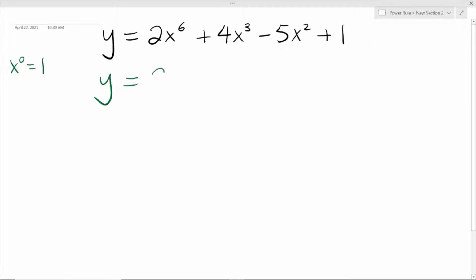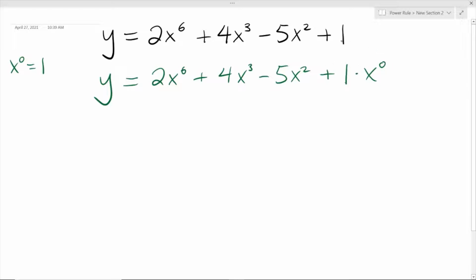So if we rewrite everything here, we basically have this 1 times x to the exponent of 0, because x to the exponent of 0 is equal to 1. So it's just like the constant times 1, so it doesn't change anything here, okay? This makes it easier for us to apply the power rule.